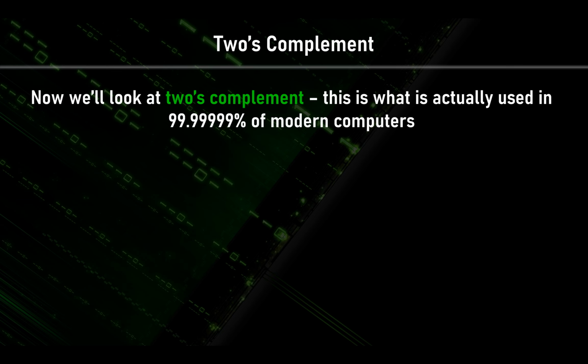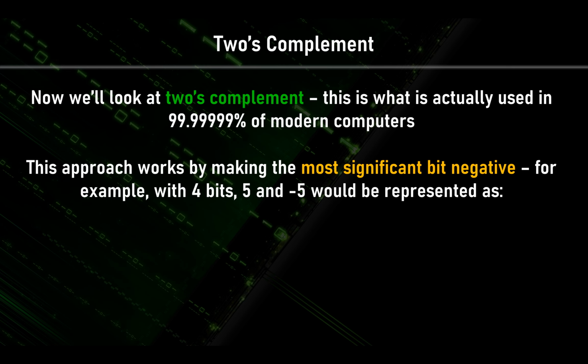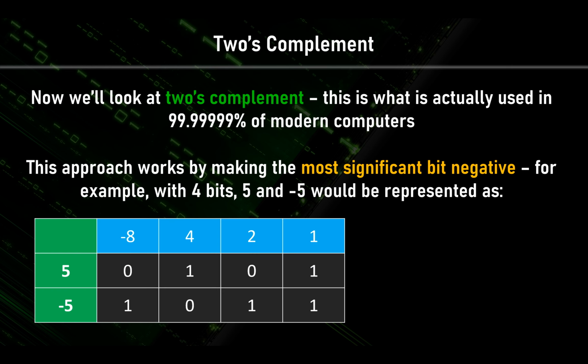As mentioned, 2's complement is what's actually used in 99 point, basically 100% of cases, really. You're probably going to struggle to find something that doesn't use 2's complement. This approach works by making the most significant bit negative. For example, with 4 bits, 5 and minus 5 would be represented as follows. Here we see the most significant bit, the leftmost value, is going to become negative. To represent 5, that's just 4 plus 1, which is 5. But if we want to represent a negative, that means that the first bit always has to be a 1.